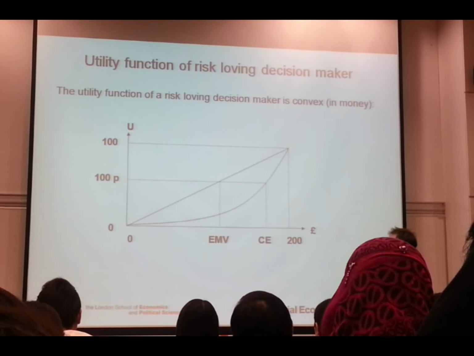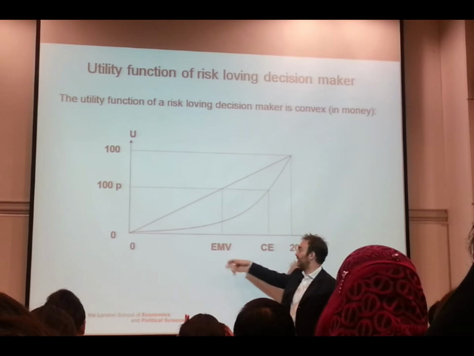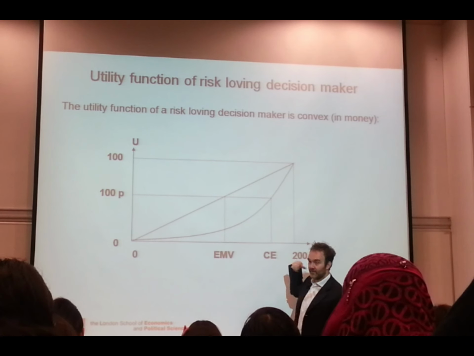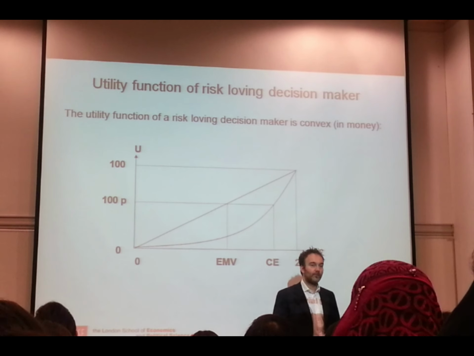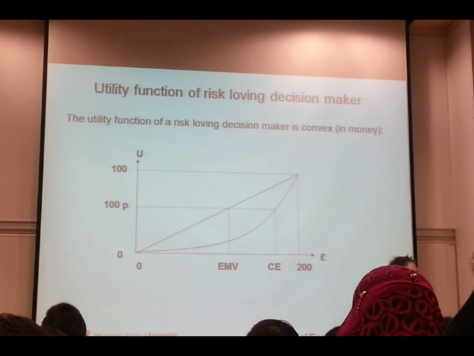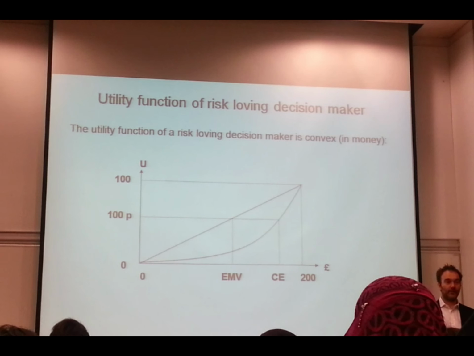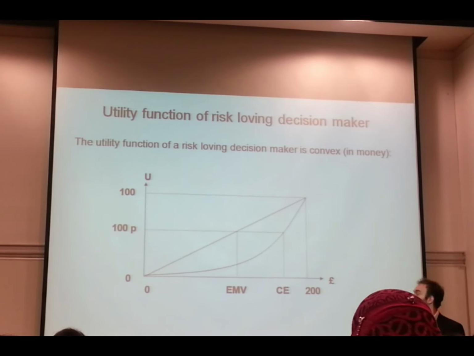And again, we can think about this in horizontal terms. So here, the expected monetary value is less than the certainty equivalent. In other words, you would have to pay a risk lover more than the expected value of the lottery for him to be indifferent between the lottery and a certain amount.